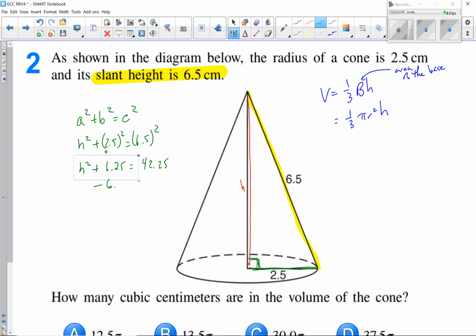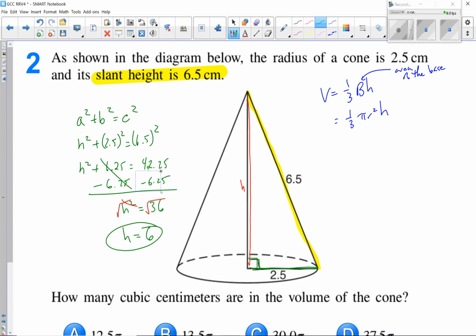If I subtract that 6.25 from both sides, that allows me to get h squared by itself. That's going to give me 36. And if I take the square root of both sides, that will leave me just a single h, and that's going to get me plus or minus 6. But we're dealing with a length here, so the negative is not possible, you can't have a negative distance, so therefore h is in fact 6.